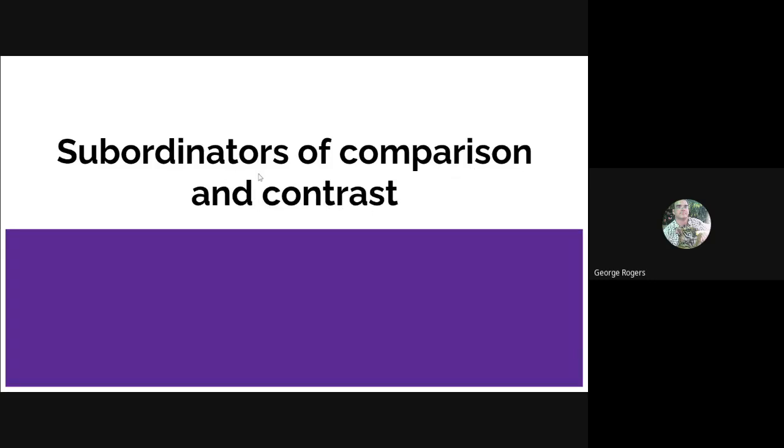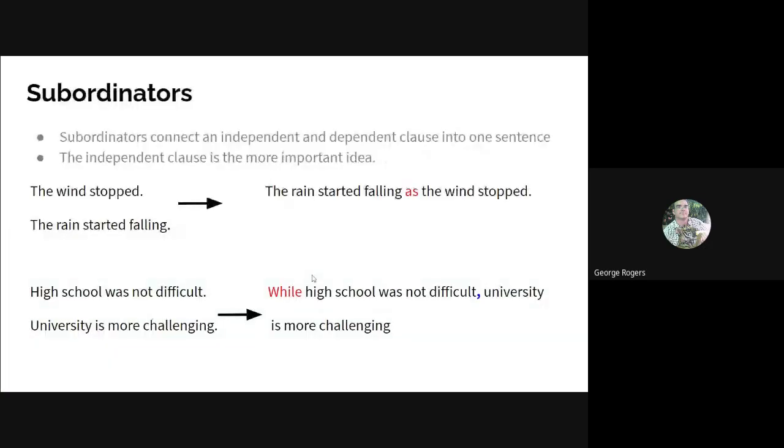Now, again, subordinators, the key thing is that the independent sentence is a little more important. That's where the subordinator comes in. One is a little more important than the other. In some cases, it gives details. So subordinators connect an independent clause, the more important, and a dependent clause into one sentence. The independent clause is the more important idea.